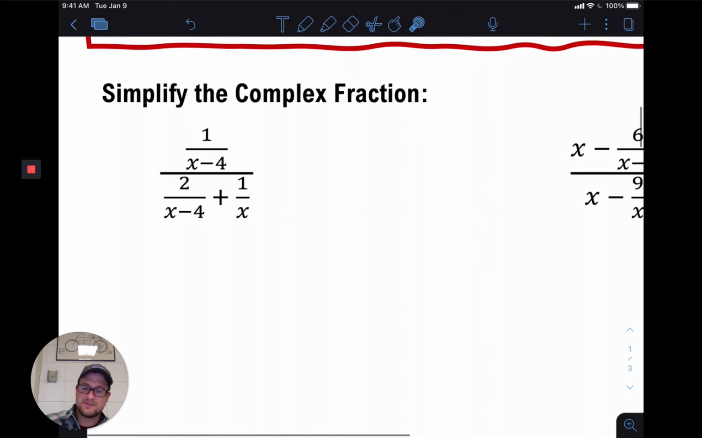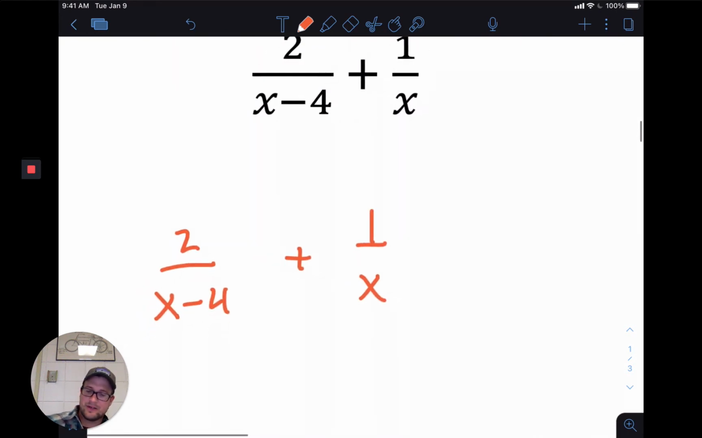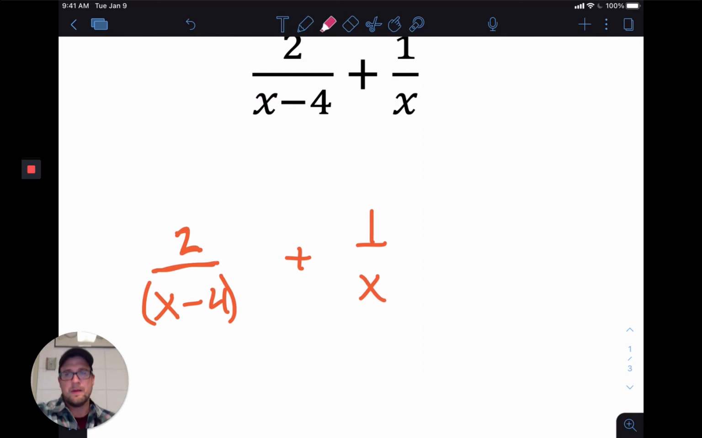So sometimes this is helpful for students if they actually just rewrite this as a separate problem. So if we had 2 over x minus 4 plus 1 over x. Now again, this is a quantity, so you need to put parentheses around it to start. Contrary to popular belief, this x is different than this x. We can't just minus 4 from each side. That is not how this is going to work for us.